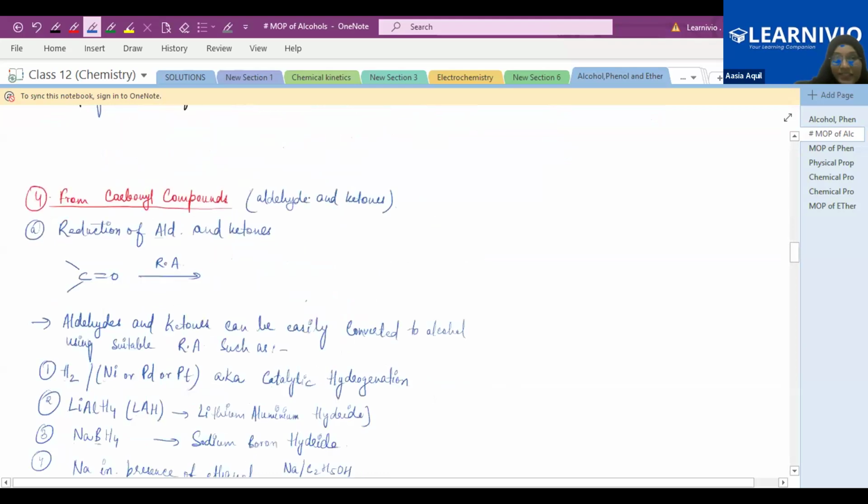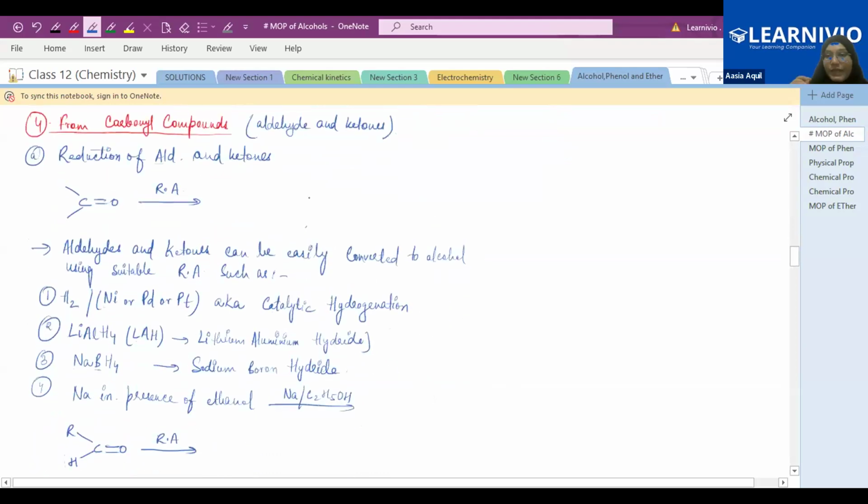Now, the next method is again very important: from carbonyl compounds. So, how we can prepare the alcohol from carbonyl compounds. Now, you all know very well what is a carbonyl compound. The compound which contains this C=O bond, right? Like your ketone, or your aldehyde, which is CHO. So basically, aldehydes and ketones are known as your carbonyl compounds. The compound in which a carbonyl group is present is known as a carbonyl compound. Okay, so aldehydes and ketones.